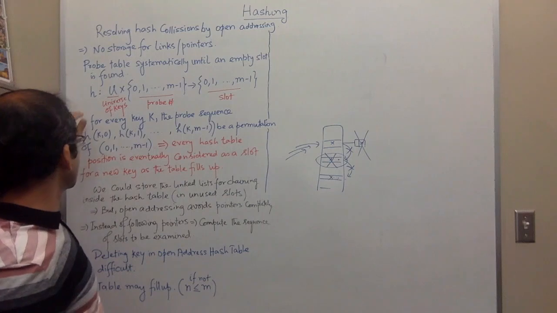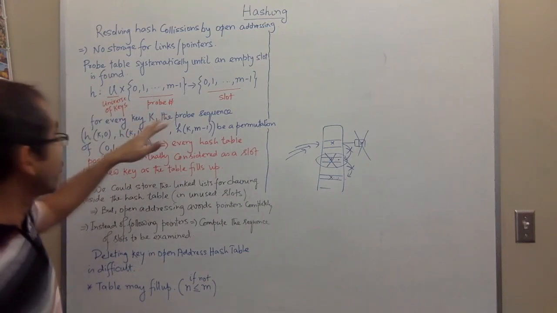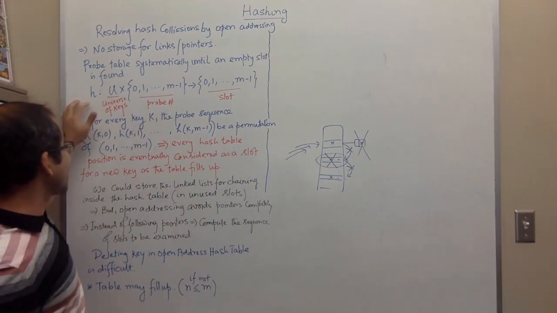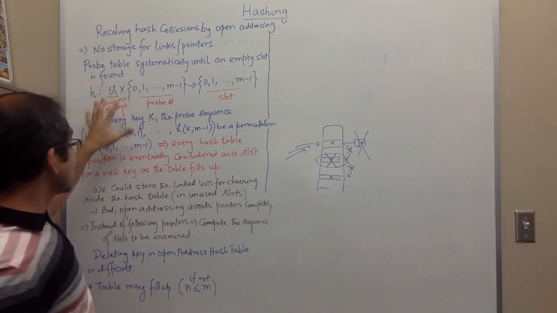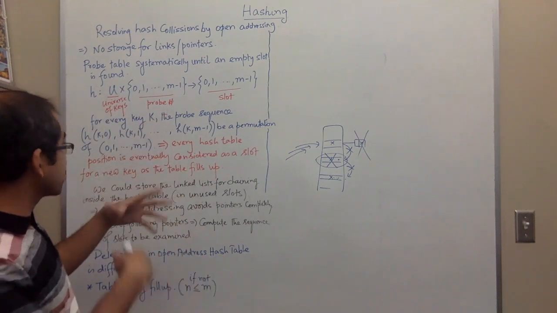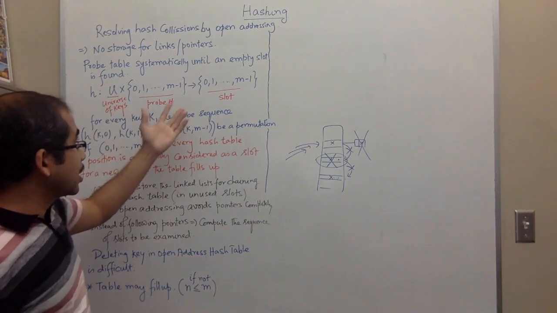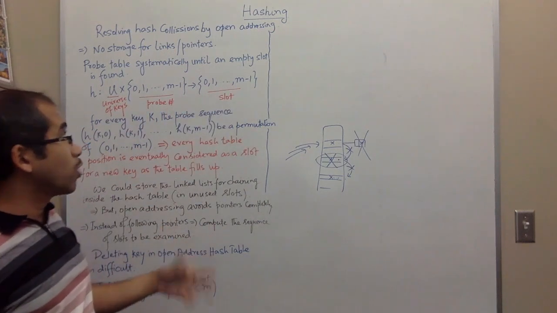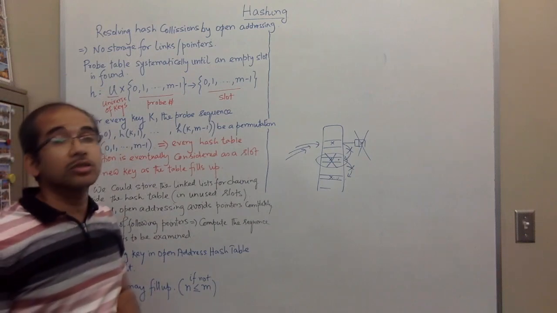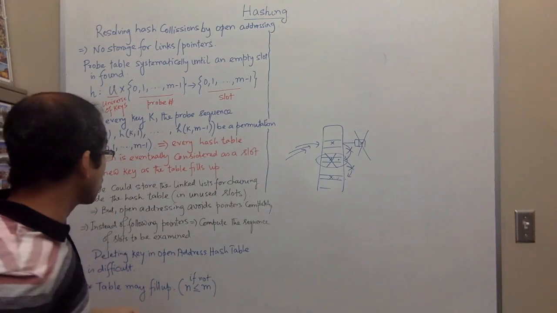So this is a formulation for that. The hash function maps the universe of keys and the probe number, so it's like exploring the entire space. We see how many probes are needed, and they have to match with one of the slots. If it does not match, that means all the slots are full and it's a table overflow.